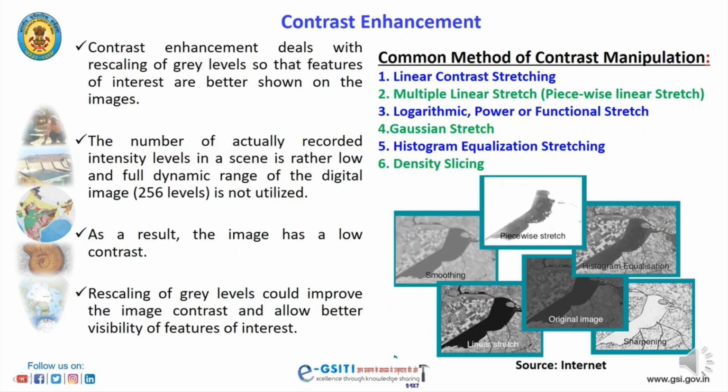Contrast enhancement. Contrast enhancement deals with the rescaling of gray levels so that features of interest are better shown on the images. The number of actually recorded intensity levels in a scene is rather low and the full dynamic range of digital images, that is 256 levels, is not utilized. As a result, the image has low contrast. Rescaling of gray levels could improve the image contrast and allow better visibility of features of interest.